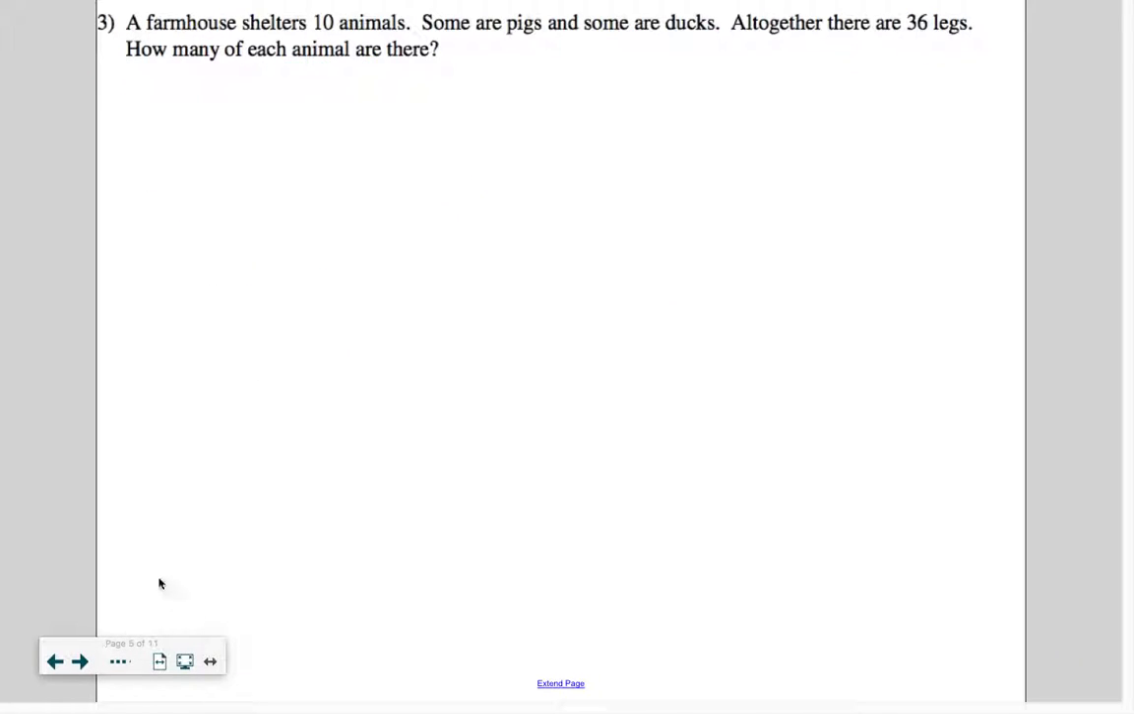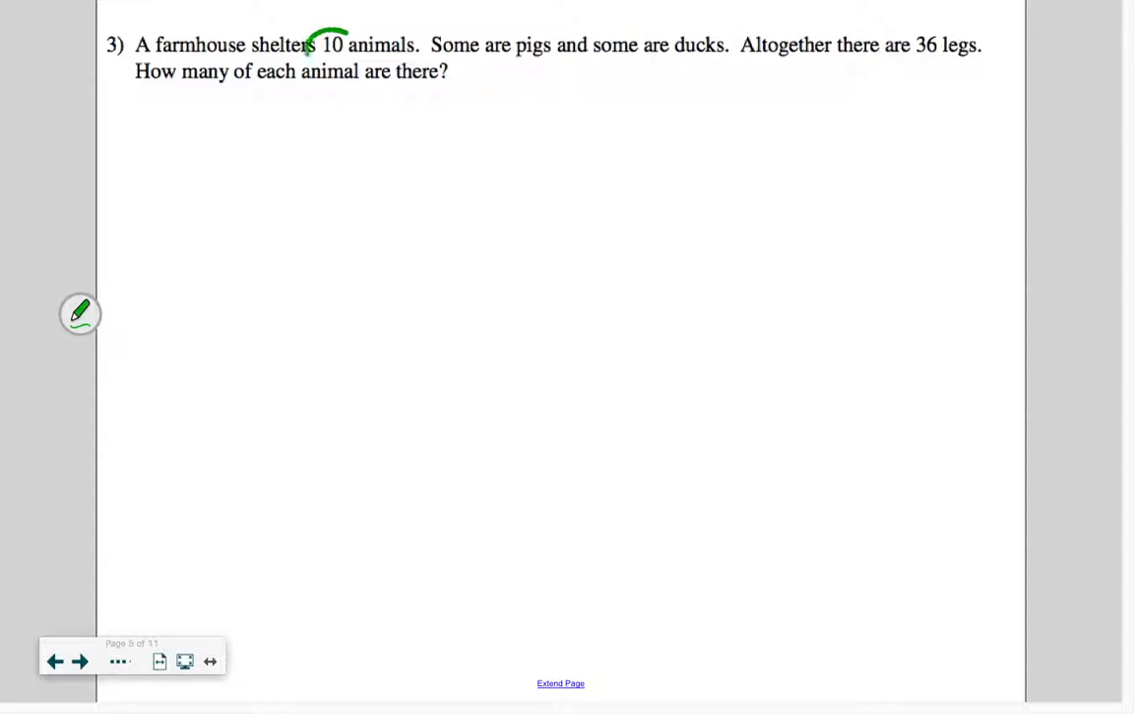Let's try one last one here. Setting one up here. Farmhouse shelters 10 animals. Some are pigs, some are ducks. Altogether, there's 36 legs in there. How many of each type are there? What kind of animals are they talking about? How many pigs and how many ducks there are?